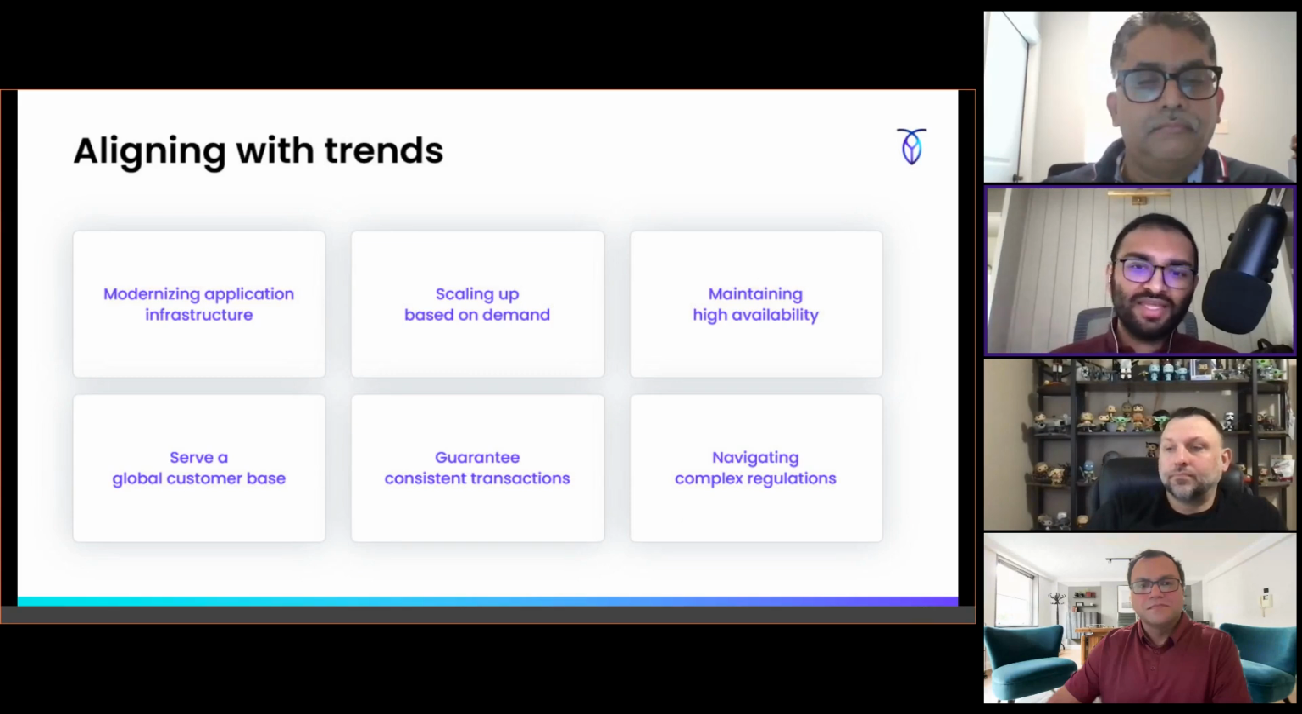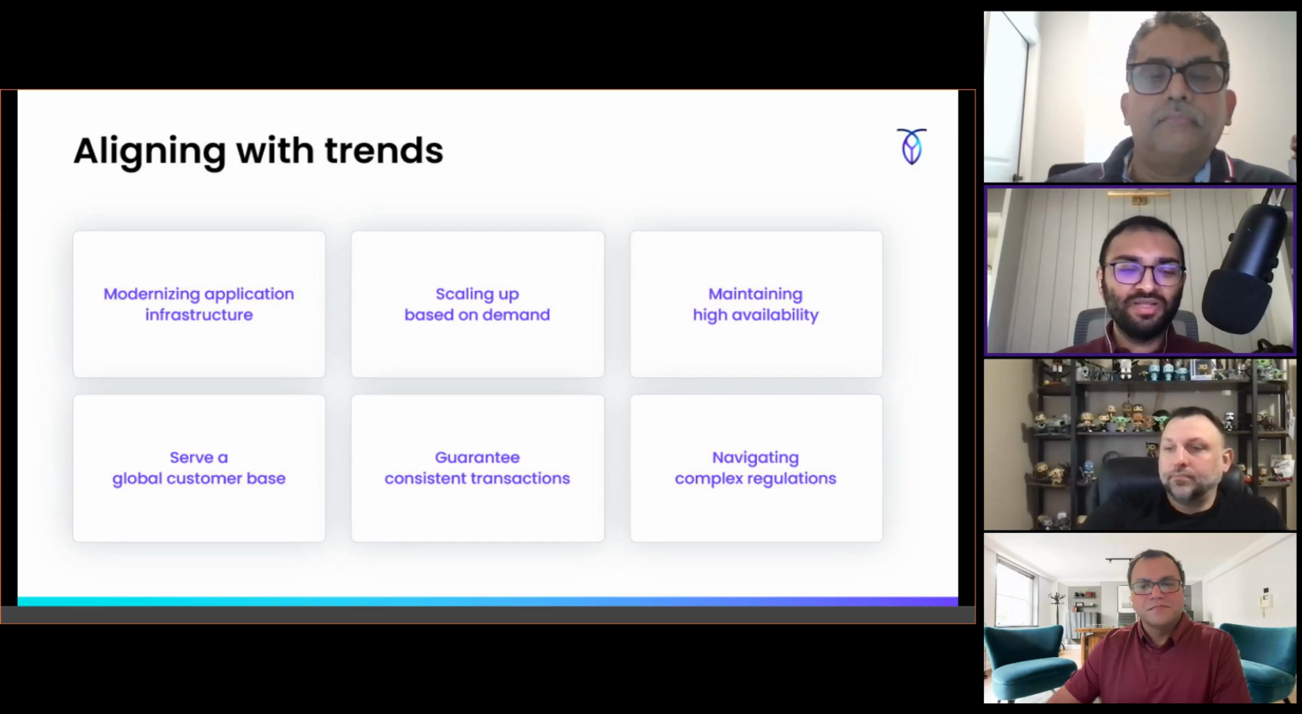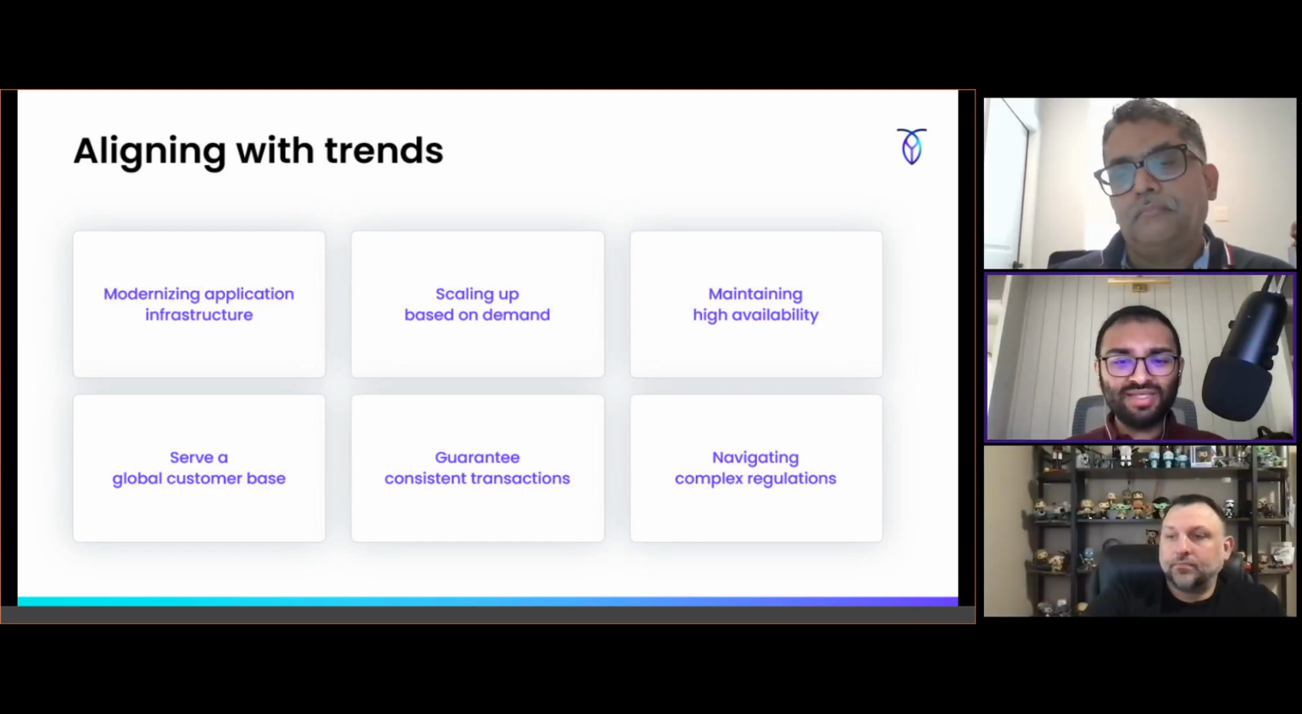And then also making sure that they can maintain always-on availability or a high availability architecture and serve a global customer base and provide a great user experience no matter where their customers are, and guarantee consistent transactions, a consistent experience, while at the same time navigating complex regulations.